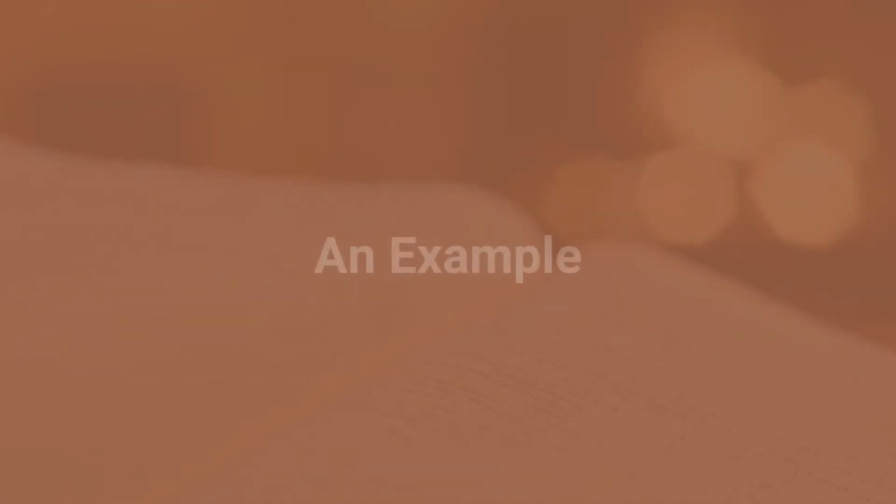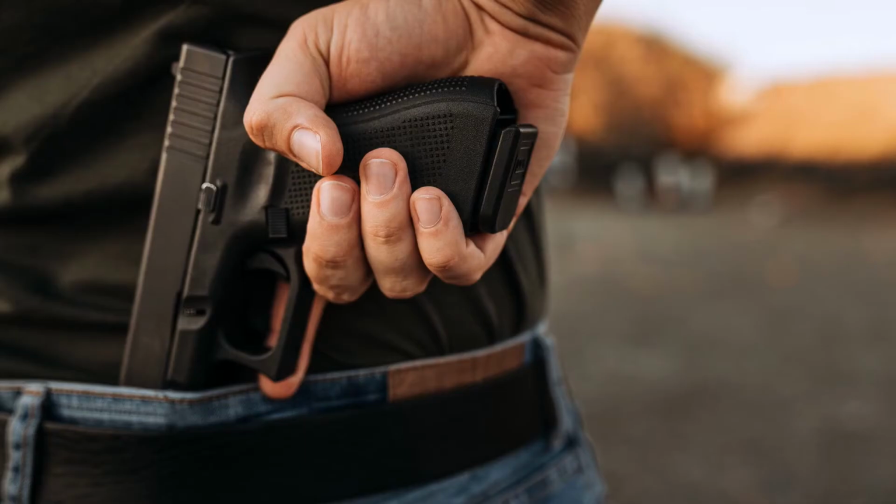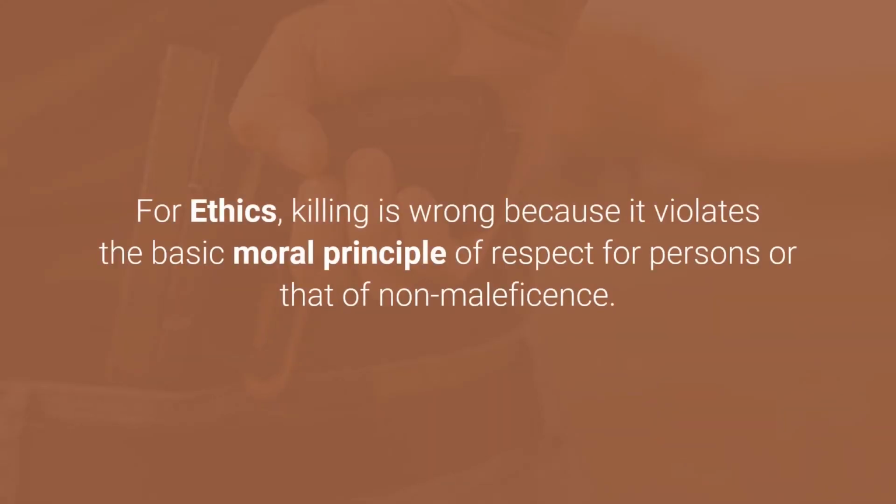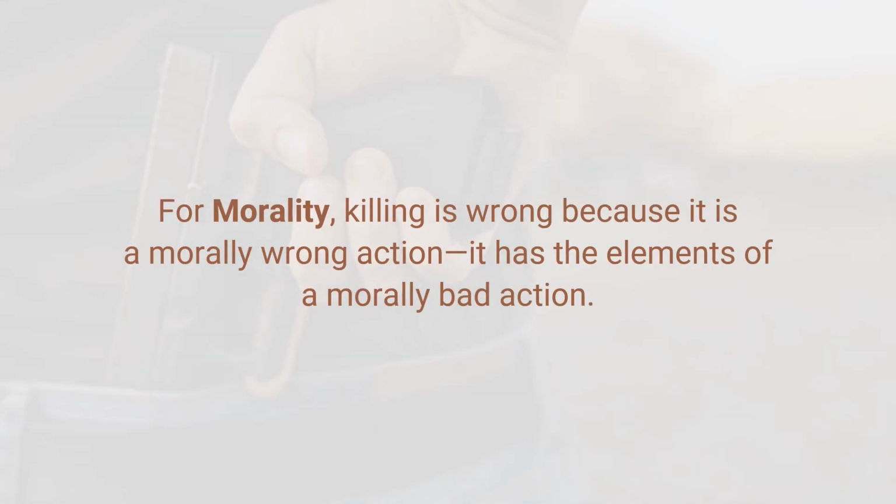Now, to help explain the difference between ethics and morality, consider the example of killing a person. From the point of view of ethics, killing a person is wrong, because it violates the basic moral principle of respect for persons, or that of non-maleficence, that is, of not harming others. Whereas from the point of view of morality, killing a person is wrong, simply because it is a morally wrong action, that is, it has the elements of a morally bad action.